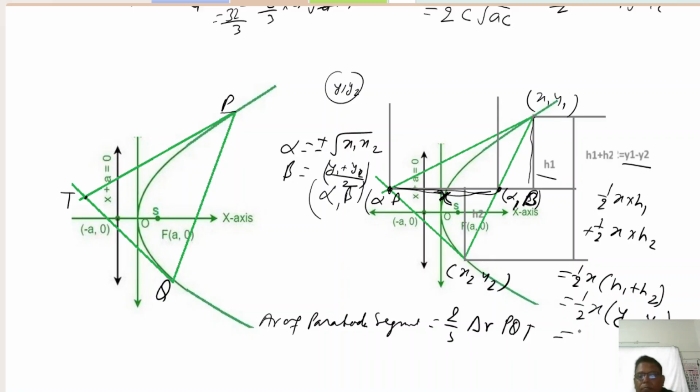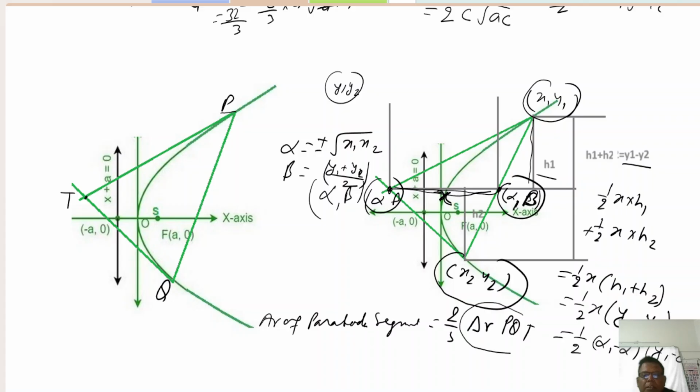So x will be alpha 1 minus alpha, and y1 minus y2. So basically you have to find the point of intersection of this point, this point, this point, and this point. Then you will be able to calculate the area of that triangle, and in that area of the triangle you multiply 2 by 3. Let us solve one question.